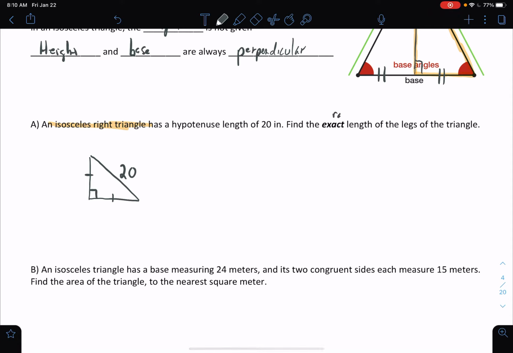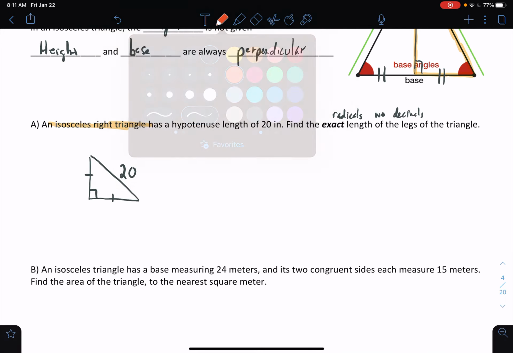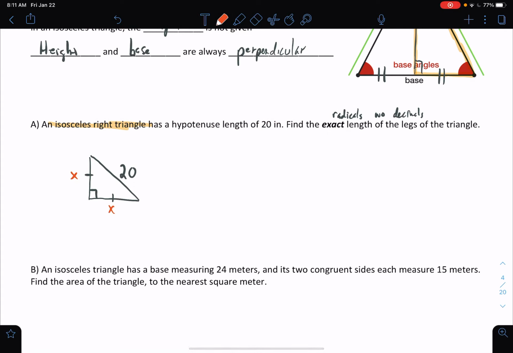So exact means radicals, no decimals. So how do we do this? We don't know any of the legs. We just know the hypotenuse. But if it's an isosceles right triangle, we know both of the side lengths have to be the same. So I could call them both x, because they are congruent. One side length is x, the other side length has to be x, because they are the same exact length.